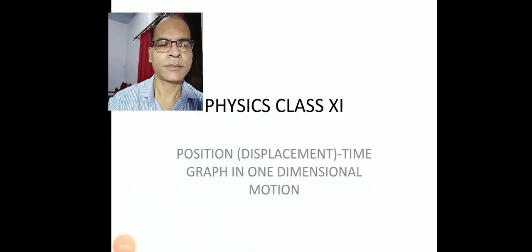Hello students, today I am going to explain displacement time graph or position time graph in one-dimensional motion. One-dimensional motion means when a particle moves along any axis, normally the axis is taken as x-axis.